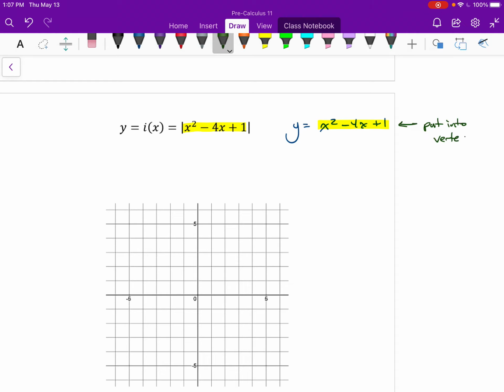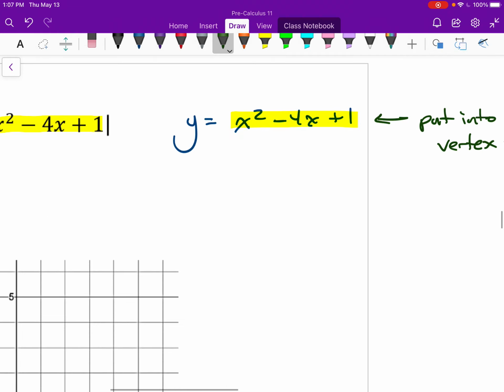And how do you do that again? By completing the square, which in this case should be quite quick. I'm going to take the x squared minus 4x and put the plus 1 over here. I want to make a perfect square out of this. I need to take the negative 4 divided by 2 and square it. I get positive 4. And then to balance things out, I need to put minus 4 over here.